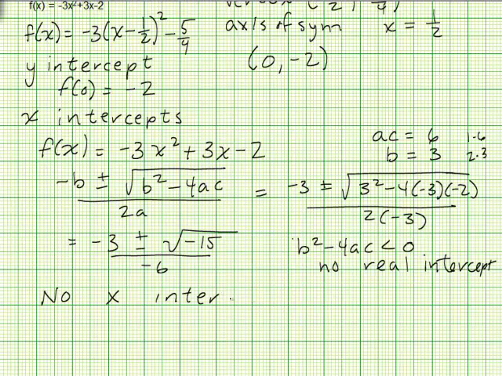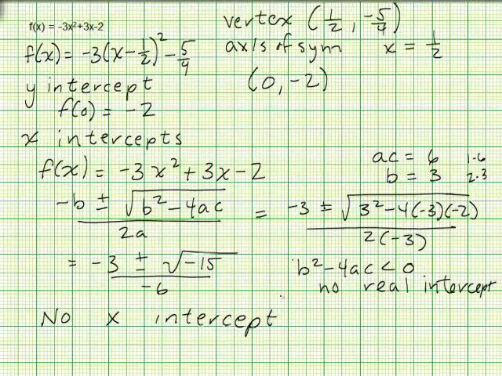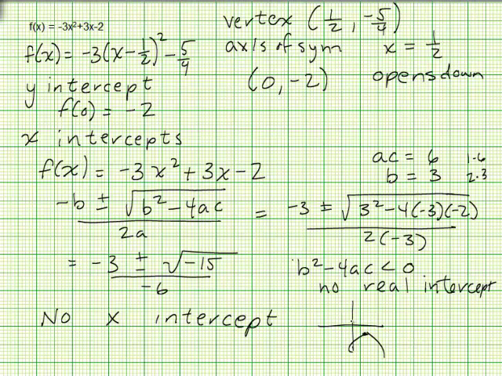But if we just take 1 minute to think about this, it makes sense to us because our vertex is at 1/2, negative 5/4. I'm just going to draw a tiny picture. So we're down here somewhere, and we know also that this opens down because our a was negative. So if we have something like this, we know that we're not going to have any x-intercepts. So that makes sense to us.